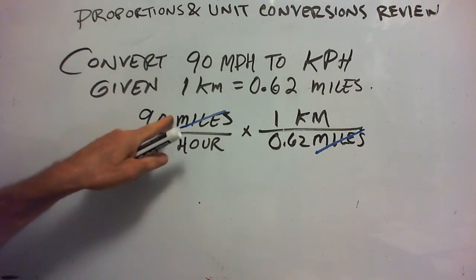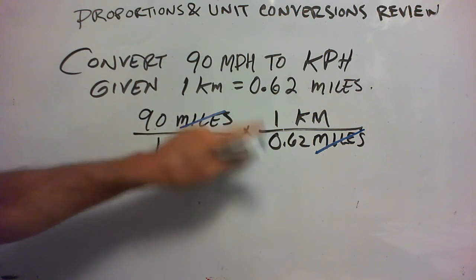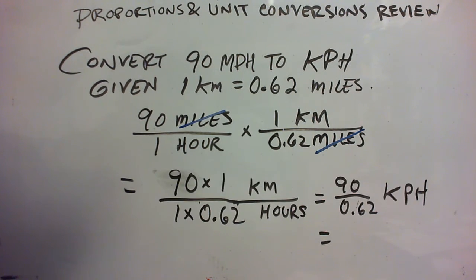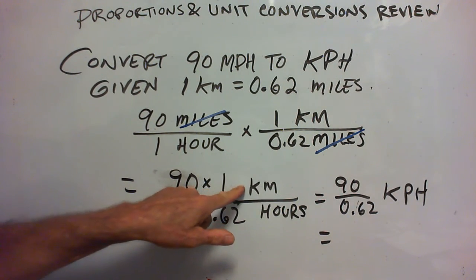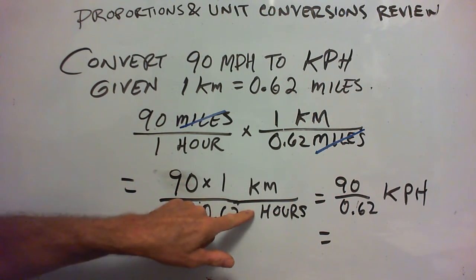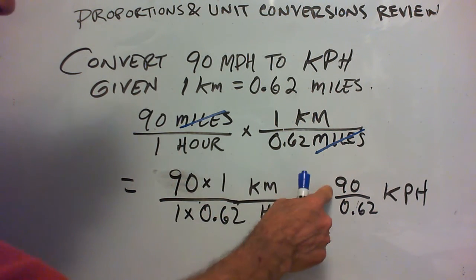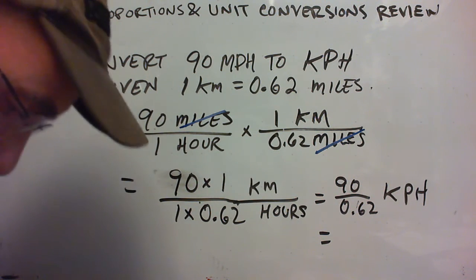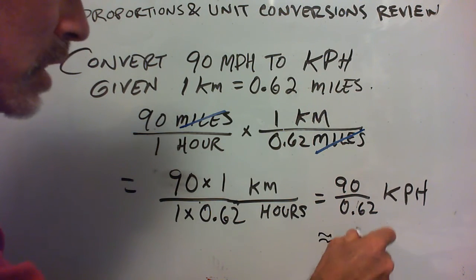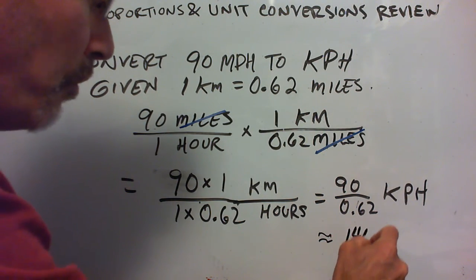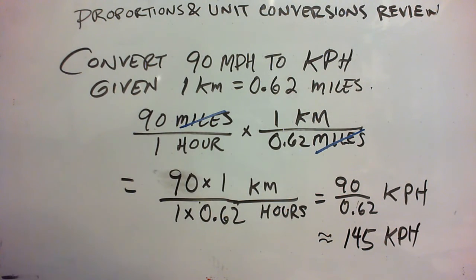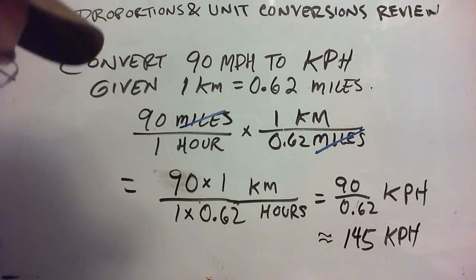So now we have to multiply the numerator numbers and the denominator numbers together and get our answer. So we have 90 times 1 over 1 times 0.62, and the units are kilometers per hour. So that simplifies to 90 divided by 0.62. And then using a calculator and rounding to the nearest whole kilometer per hour, it's 145 kilometers per hour, which is quite fast, but 90 miles an hour is pretty fast.